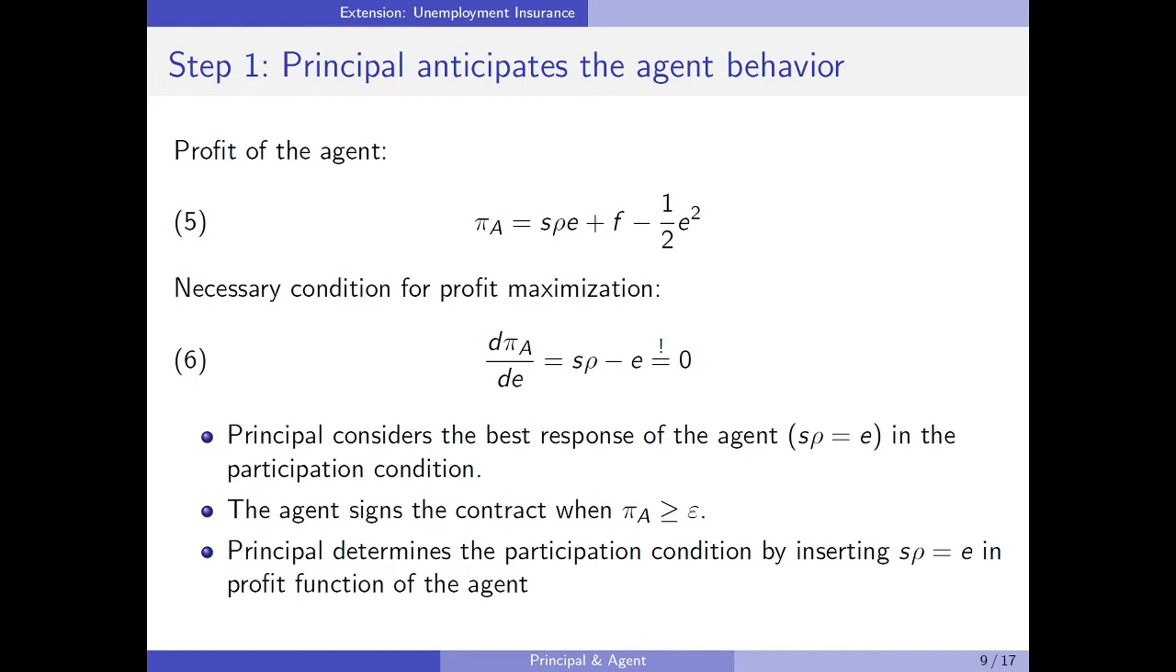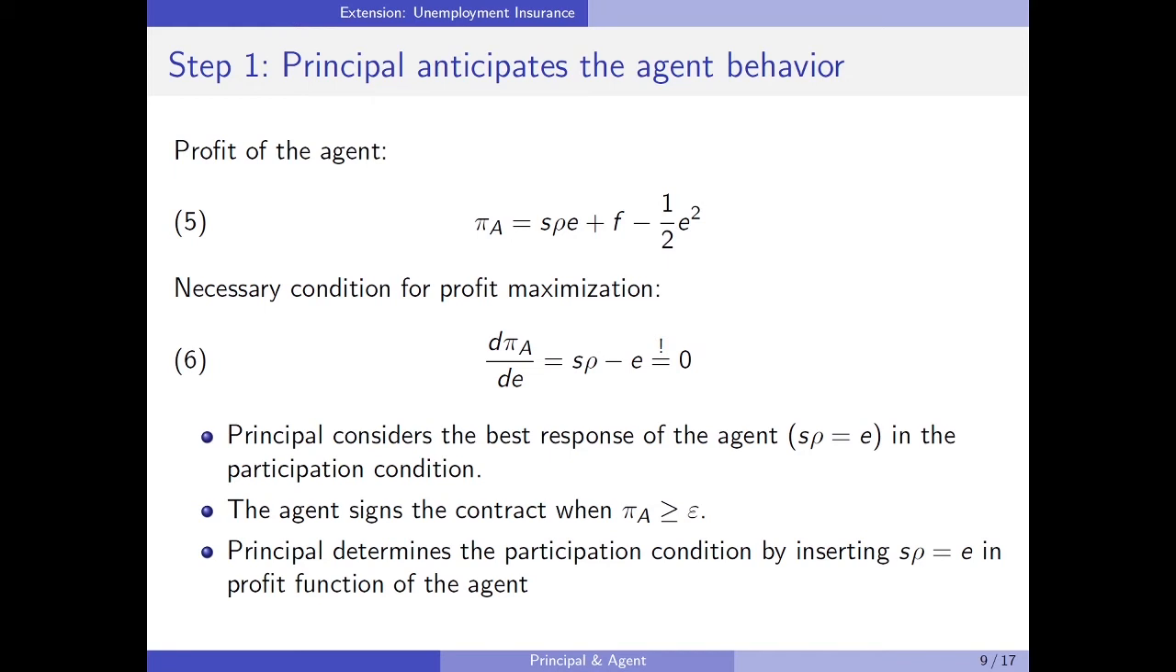So we knew in the previous slides that the profit of the agent was given with this function, and the necessary condition for the profit maximization was taking the derivative of this function. When we took the derivative and equalized it to 0, we found that S times rho is equal to E. But now we are considering that the agent could only sign the contract when the profit of the agent, pi A, is greater or equal to epsilon.